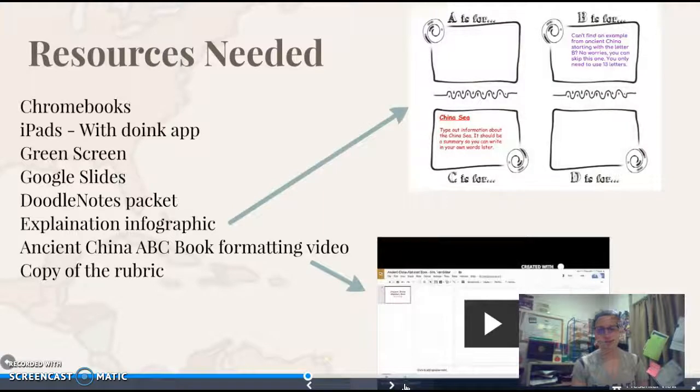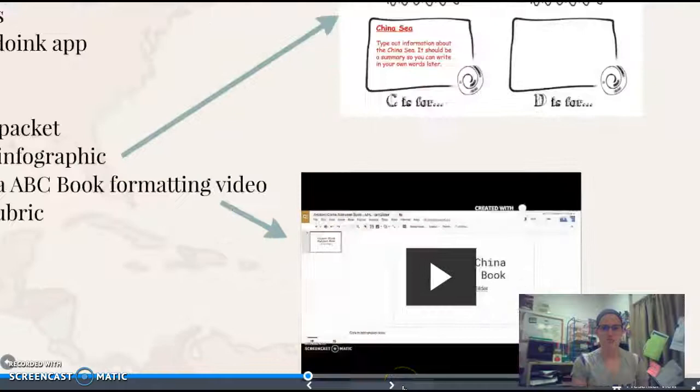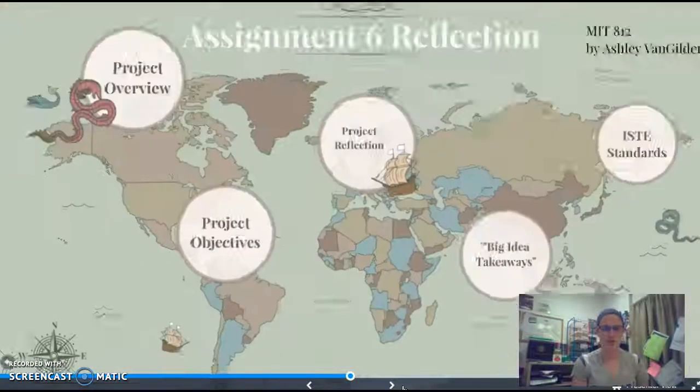And then the different resources, this is what we had. I had a video that I created to show them how to set up their PowerPoint. I also had this infographic here that kind of explained how everything went together. We don't need to watch the video right now.